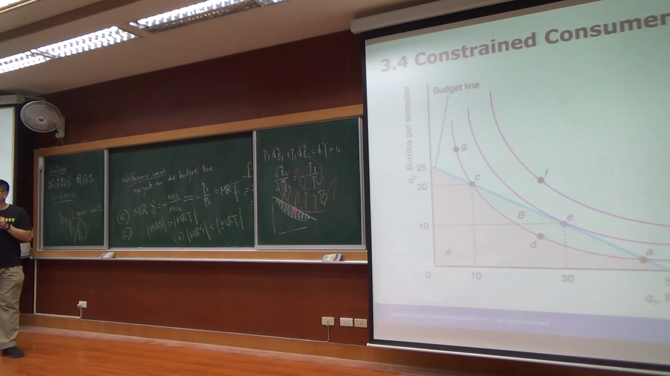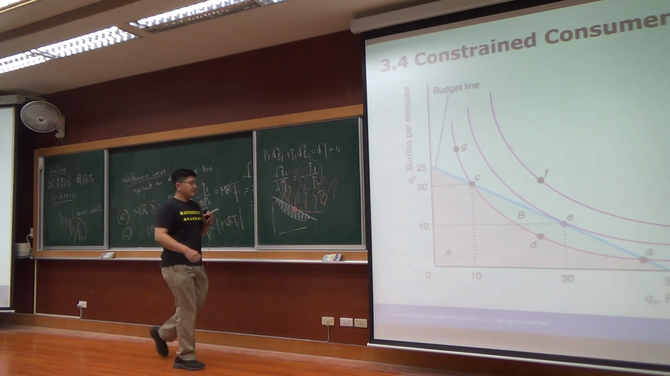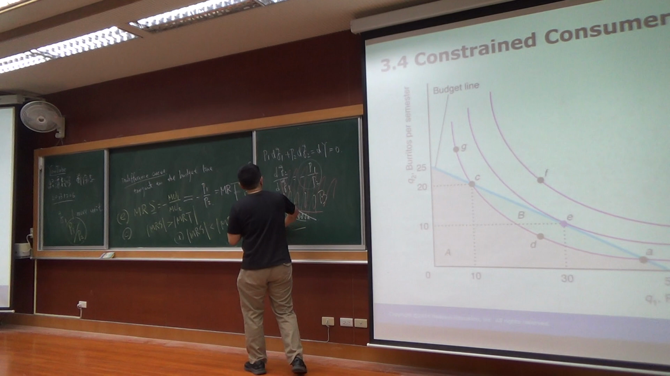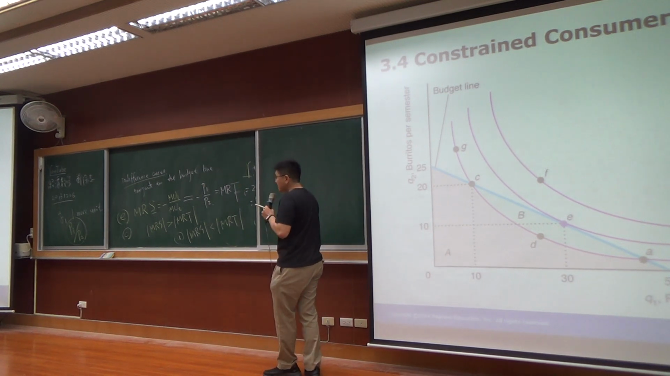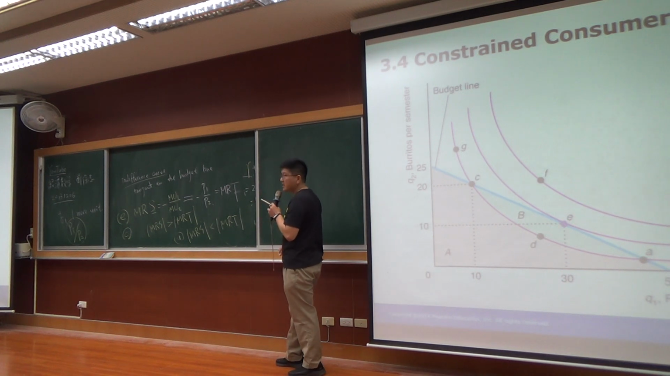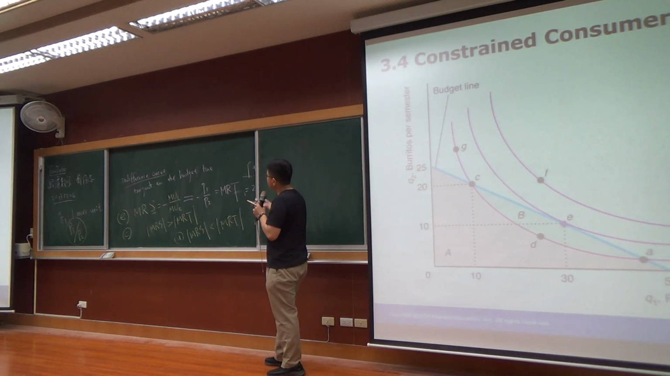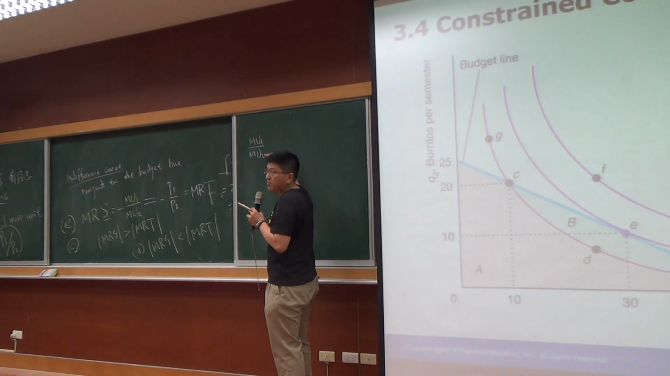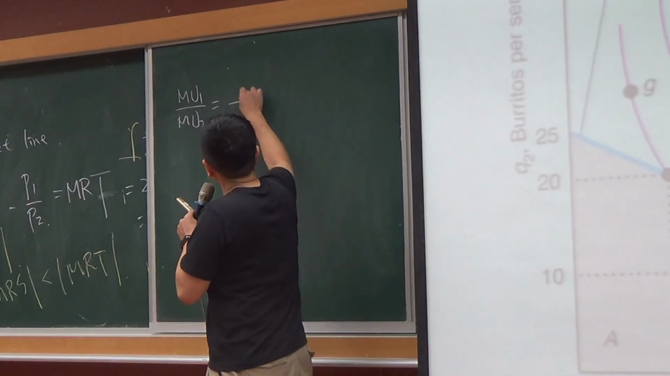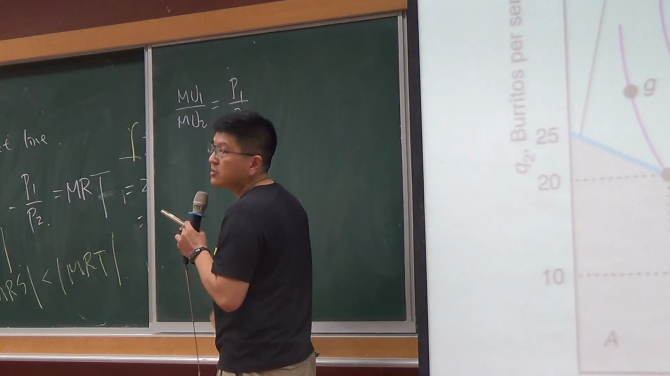All right, is that clear for you? Point E, point C, and point A. Next. Let's study the case of point E. MRS equals MRT, which means MU1 over MU2, the marginal utility of good 1 over marginal utility of good 2, equals P1 over P2.